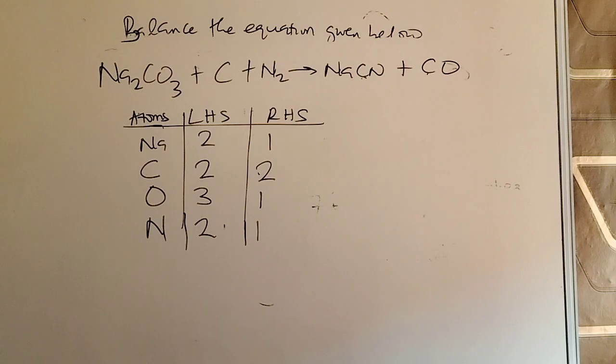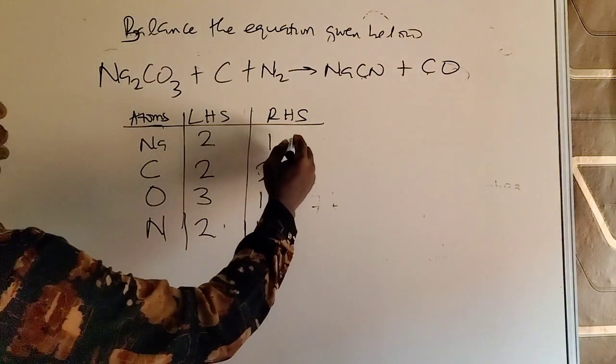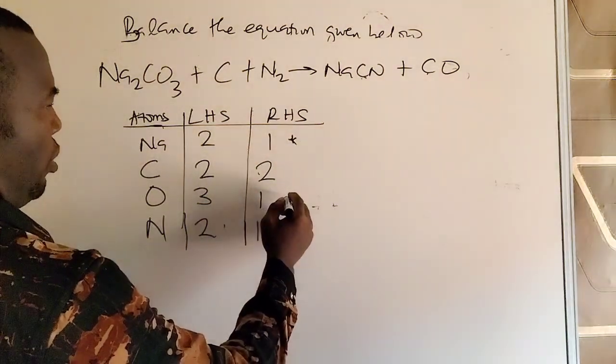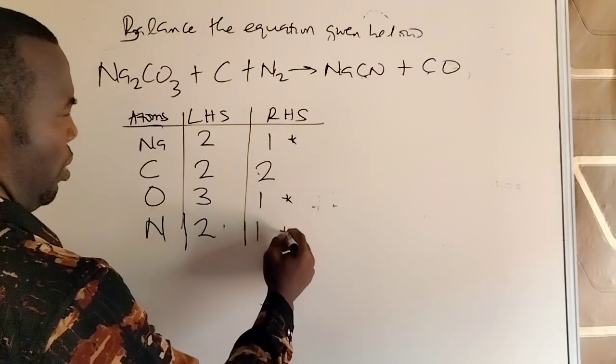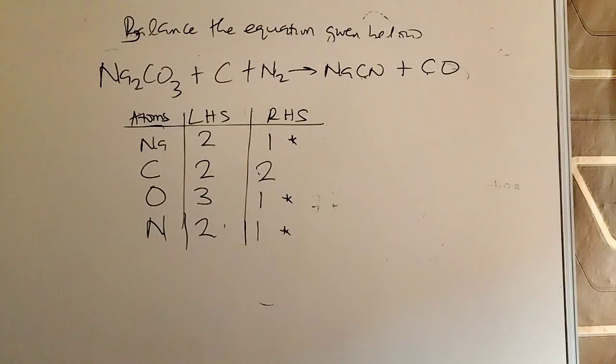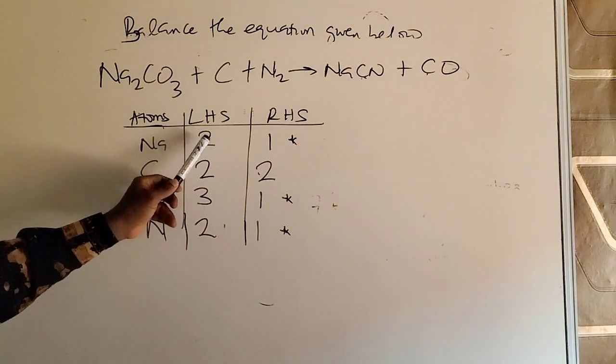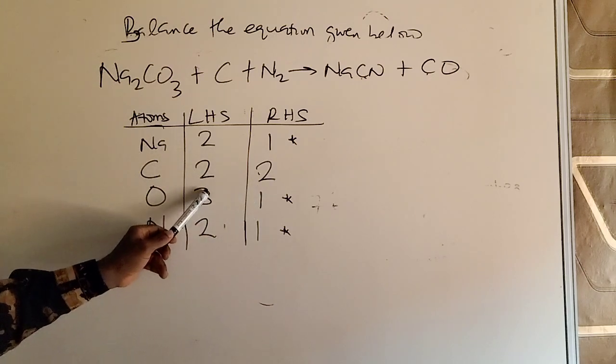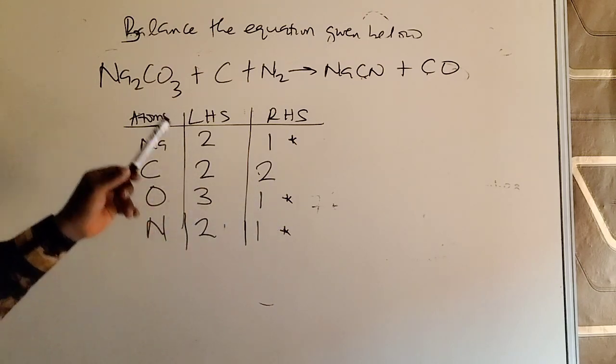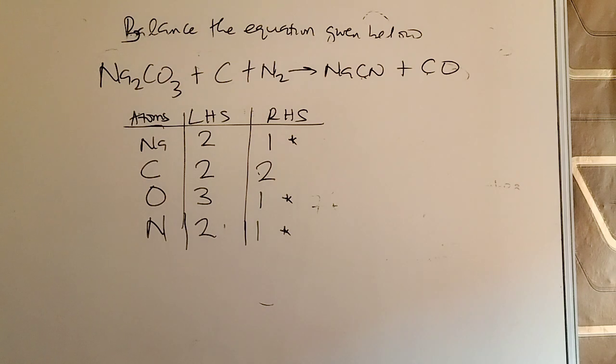We have identified the unbalanced atoms: sodium, oxygen, nitrogen. Each of them is easy to balance because 1 times 2 will give you 2, 3 times 1 gives us 3, 1 times 2 gives us 2. So you can start with any one you want. Let's start with the first one in that order.